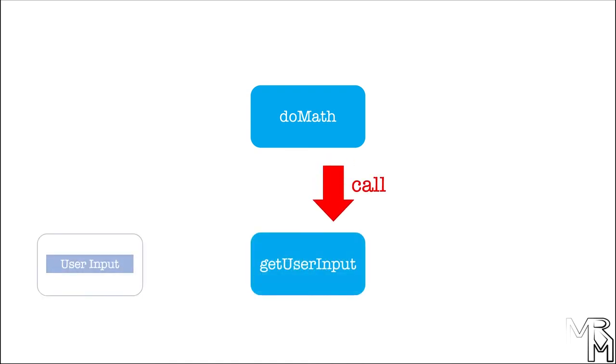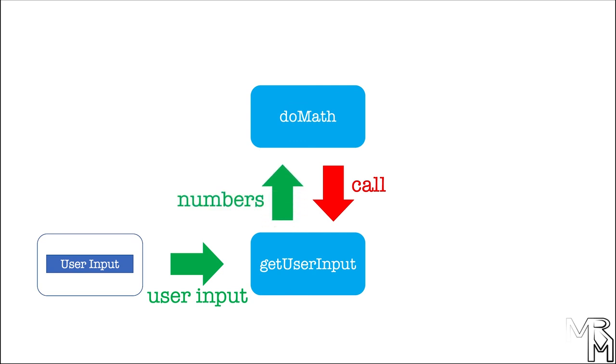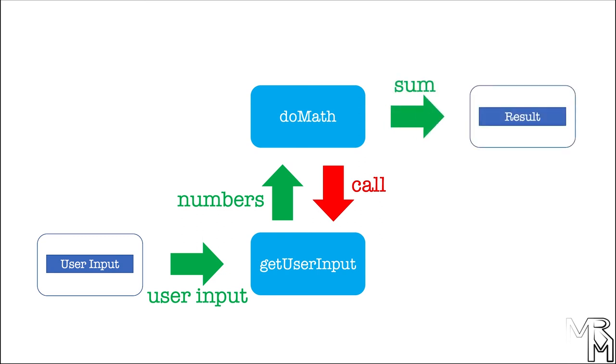And it's working in the following way. When we press the button, the doMath method is called. DoMath in turn tells the getUserInput method to get the user input, convert it into numbers, and return the numbers as an ArrayList of double. And once getUserInput method completes its task and returns the ArrayList, the doMath method adds up all the numbers stored in the ArrayList and displays the result in the result label.